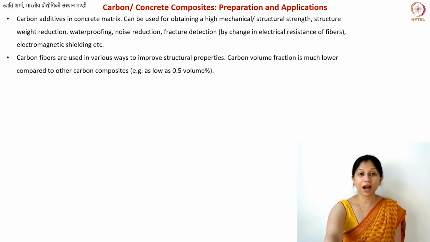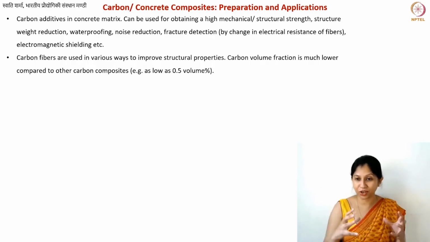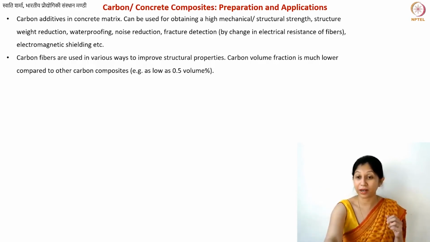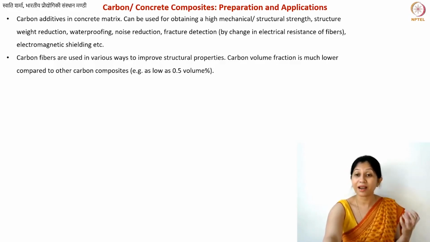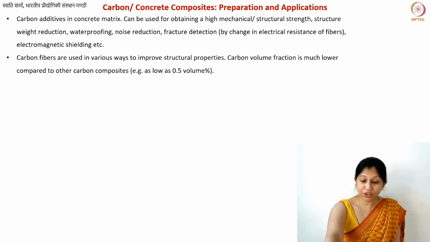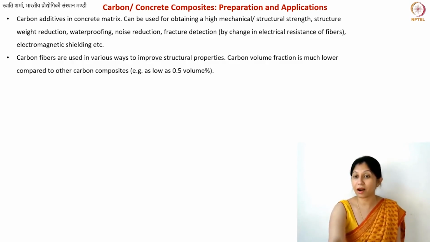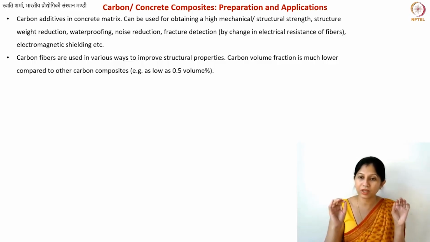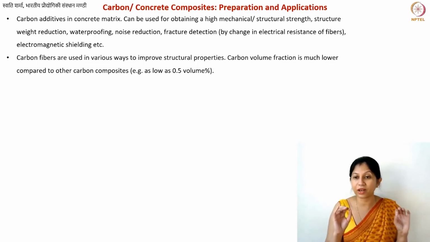Okay, now, what do we do? How do we make these structures? What are the different types of structures that you can have from carbon fiber, and how many different ways you can use carbon-based materials as reinforcement? Okay. First of all, how much carbon material should you add? Unlike CFRPs or other carbon-based composites, you will here have much lower volume fractions, because your primary material is concrete. You're using this just as an additive for reinforcement.